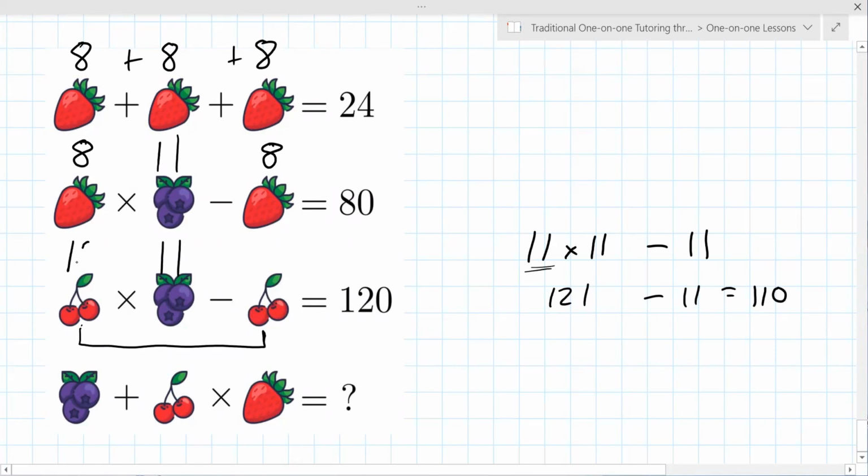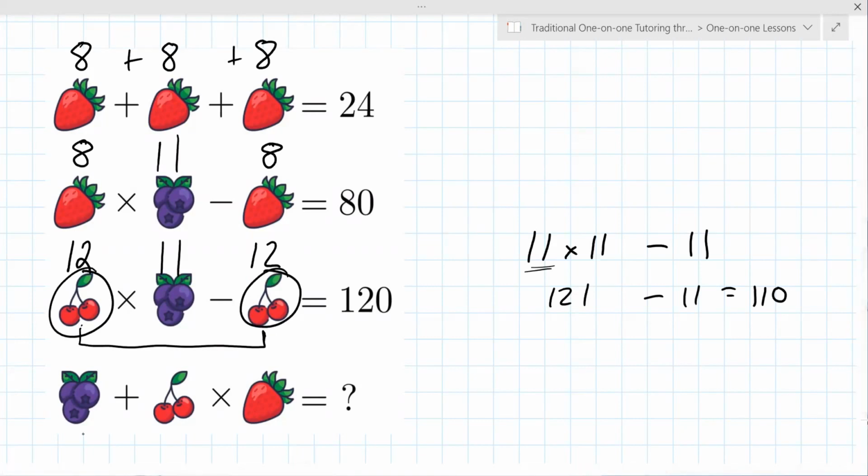So let me give it to you because we're running out of time. It's 12 times 11 minus 12. That looks different. These are the same symbols. I promise you. Okay, I trust you. Okay, so now that you have all three, you just got to get them in the right order here.